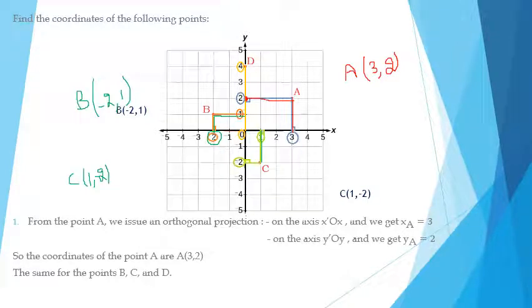What about point D? This is point D. The projection on the x-axis leads me to 0. And on the y-axis, it's on 4. So the coordinates of D are 0, 4. Okay? It's so easy, but you have to focus well.